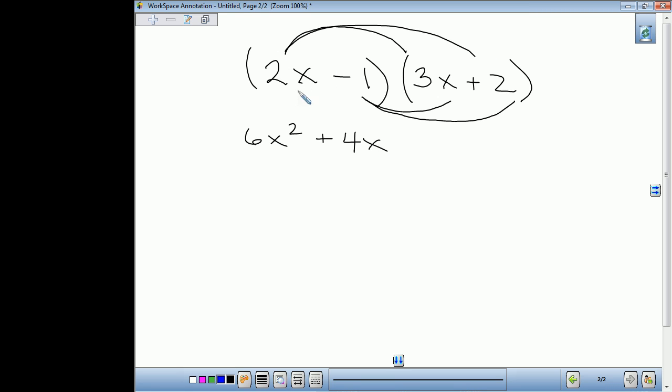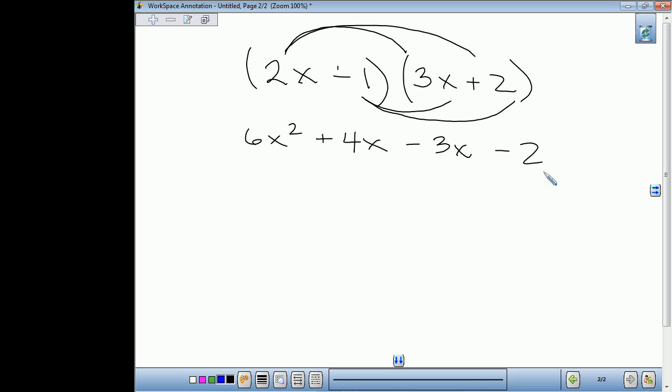So after we've distributed the first term all the way through, then we go to the next one. This one just has 2 terms. It's a binomial. So now we distribute the negative 1. Multiplying by negative 1 just changes the signs. So negative 1 times 3x is negative 3x. And negative 1 times 2 is just negative 2.